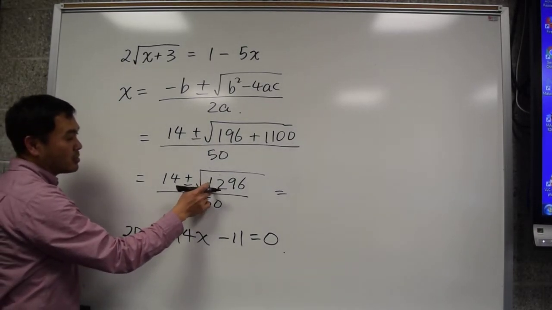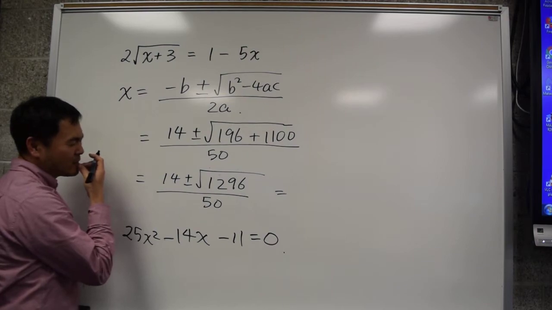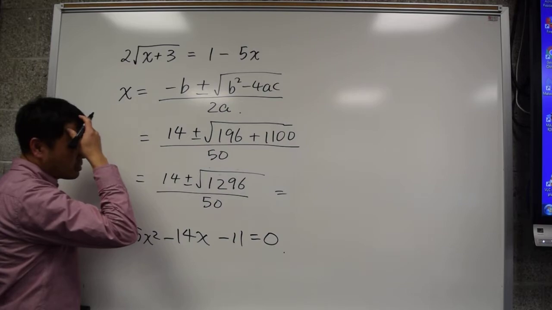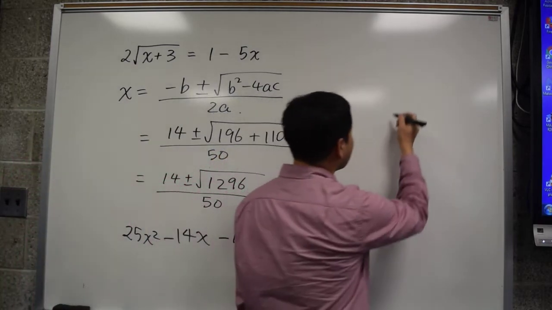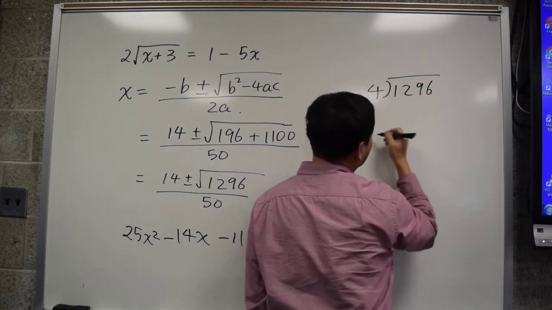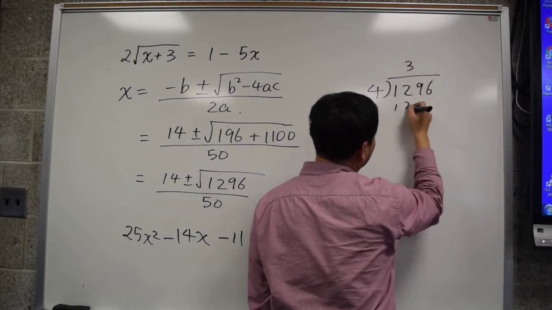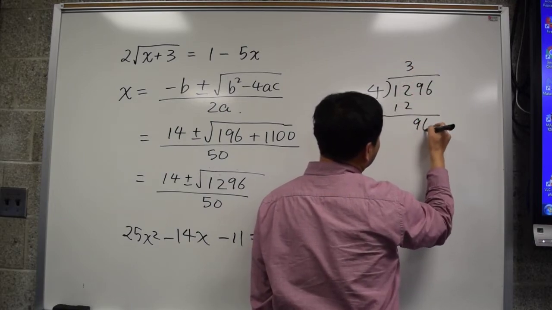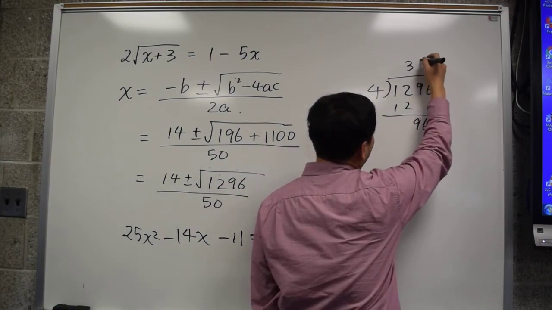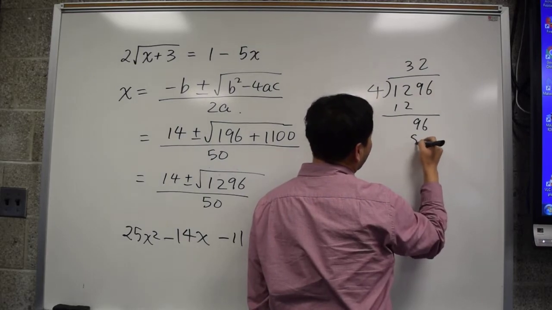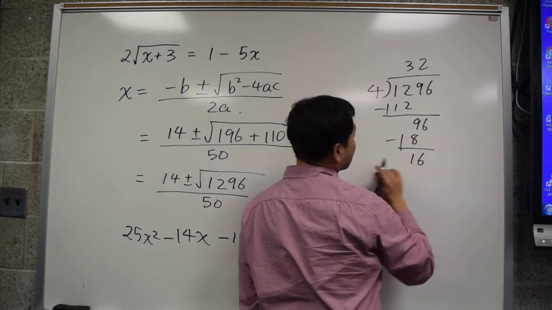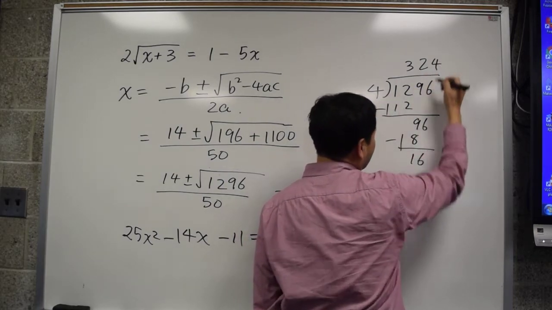So I know that this is 30. Well, let's try this one by one. 1296 divided by 4 is 3, then 96, 2, 8, subtract 16. 16 divided by 4 is 4.